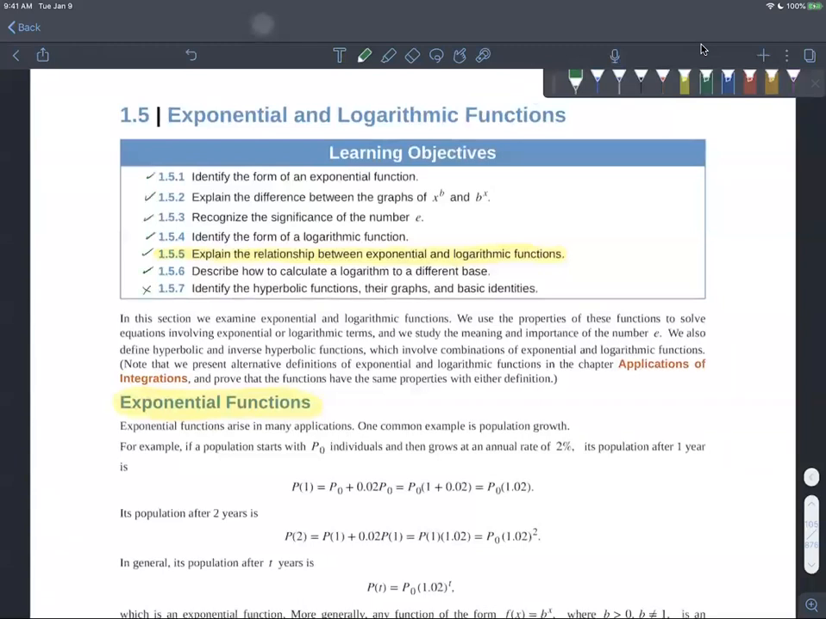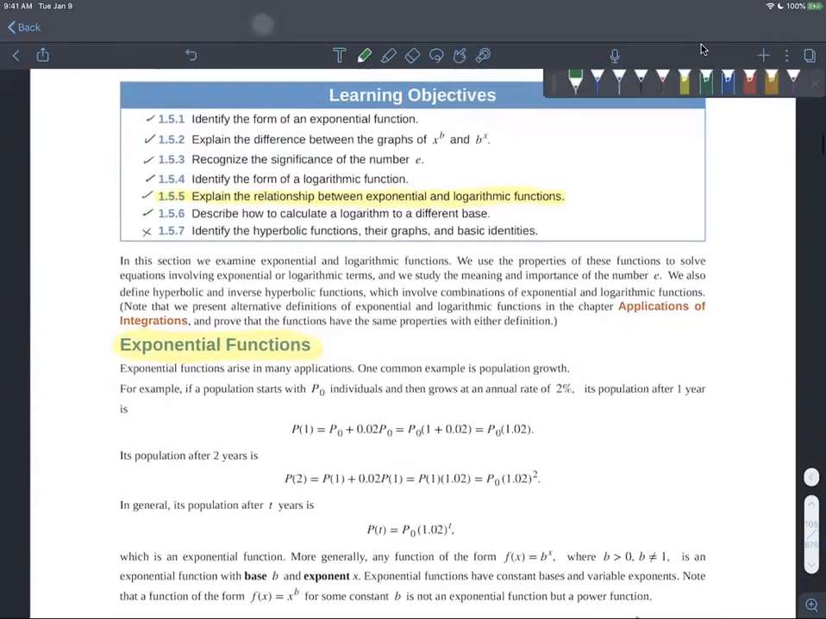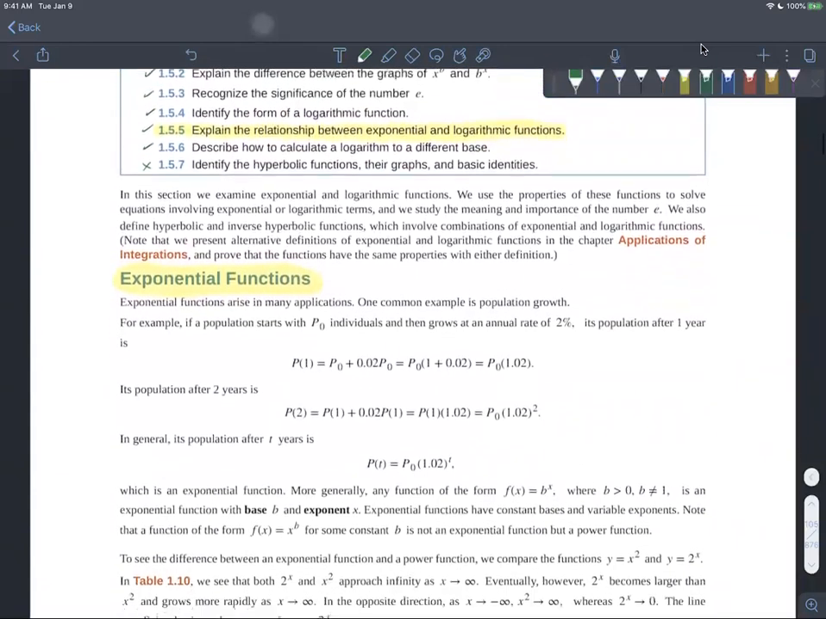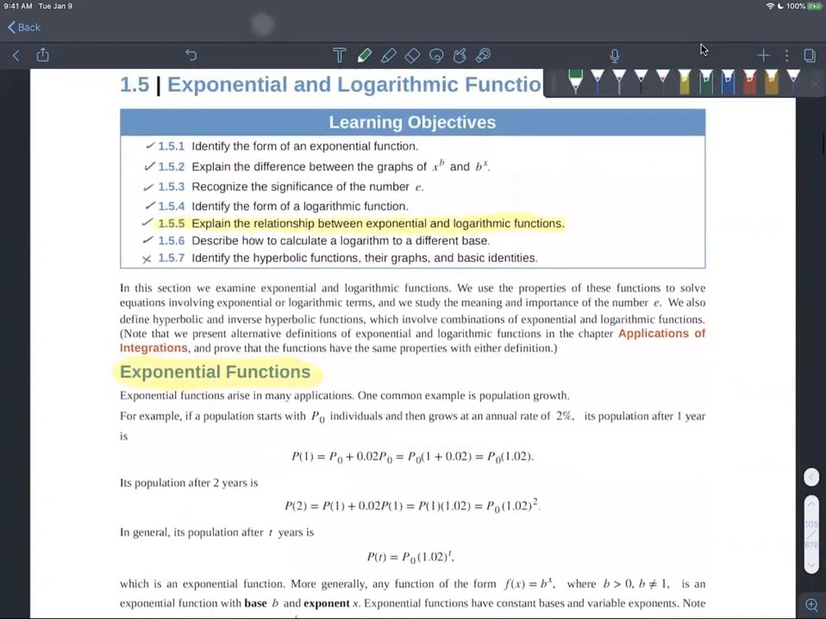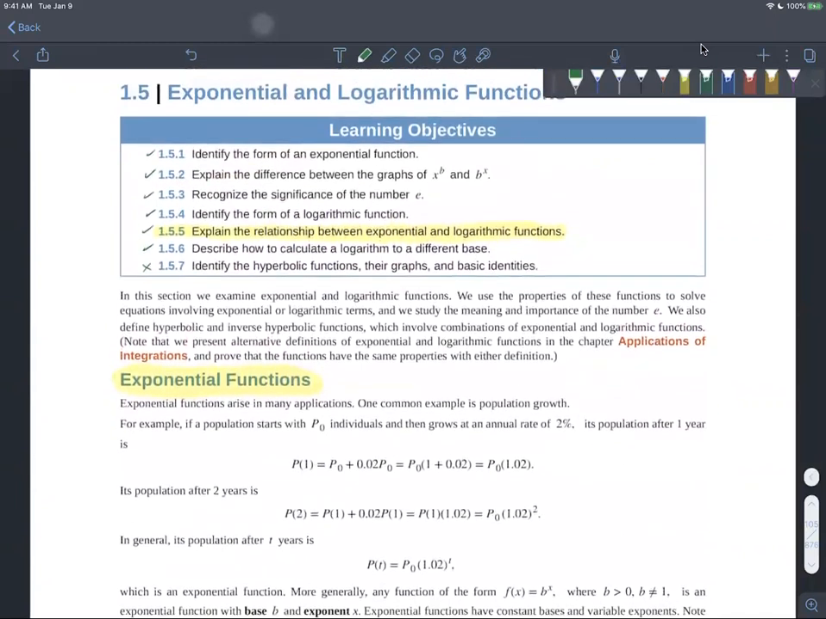The hyperbolic functions we won't go into right now, so we'll skip that last part. Just reading along, in this section we will examine exponential and logarithmic functions. We will use the properties of these functions to solve equations involving exponential or logarithmic terms, and we study the meaning and importance of the number e. We also define hyperbolic and inverse hyperbolic functions, which involve combinations of exponential and logarithmic functions.